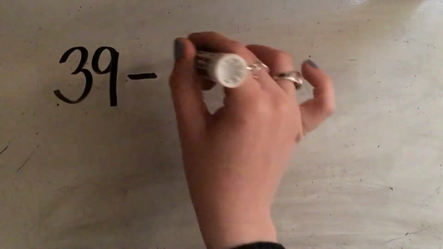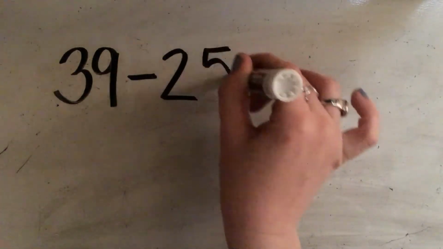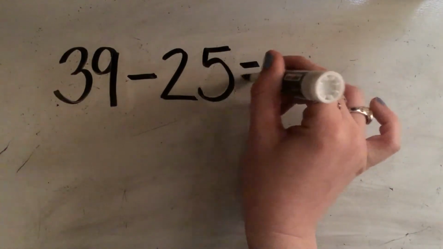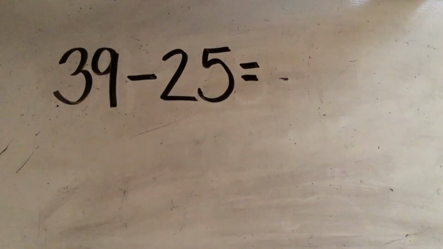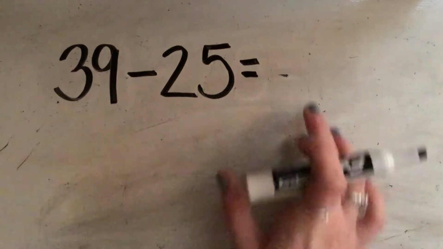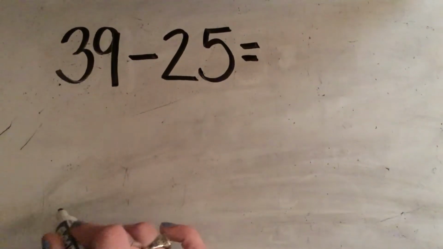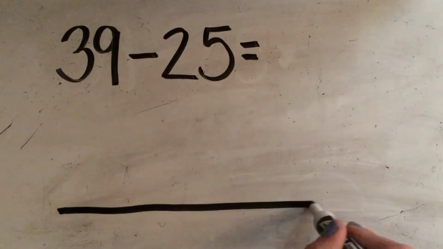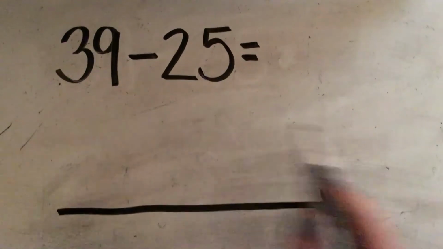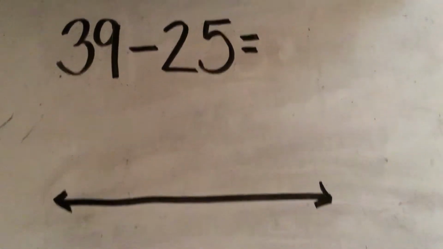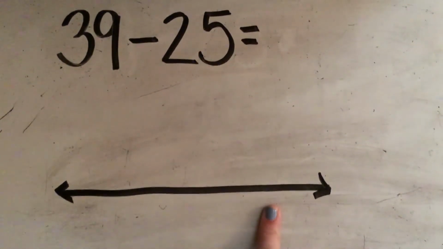All right, so for our problem, Mom started with 39 apples. She used 25 in her pies. We want to know how much is left. So you want to know the difference between 39 and 25. And like I said, for this strategy, I'm going to use a number line. And when we use the number line as our strategy, you want to use an open number line, which means you don't write any numbers on there.